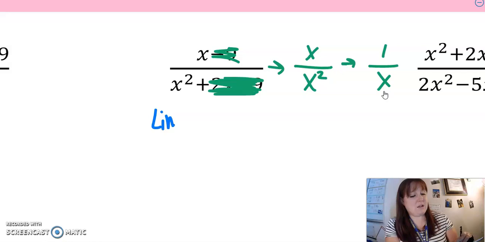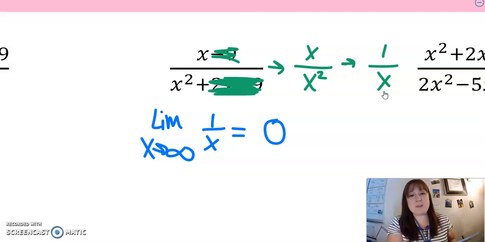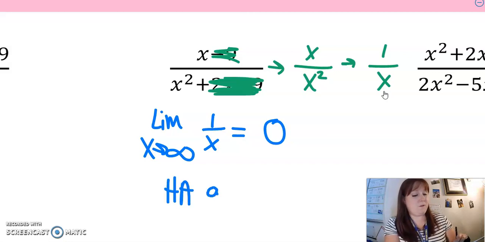So the limit as x approaches infinity of 1 over x is 0, right? Because if I put huge numbers in here, I get 0 out. And I'm getting really close to 0. Even if I put huge negative numbers in here, I'm still going to be approaching 0 because it's going to be 1 divided by a huge negative number, so it's just almost 0. So in this case, we have a horizontal asymptote at y equals 0.